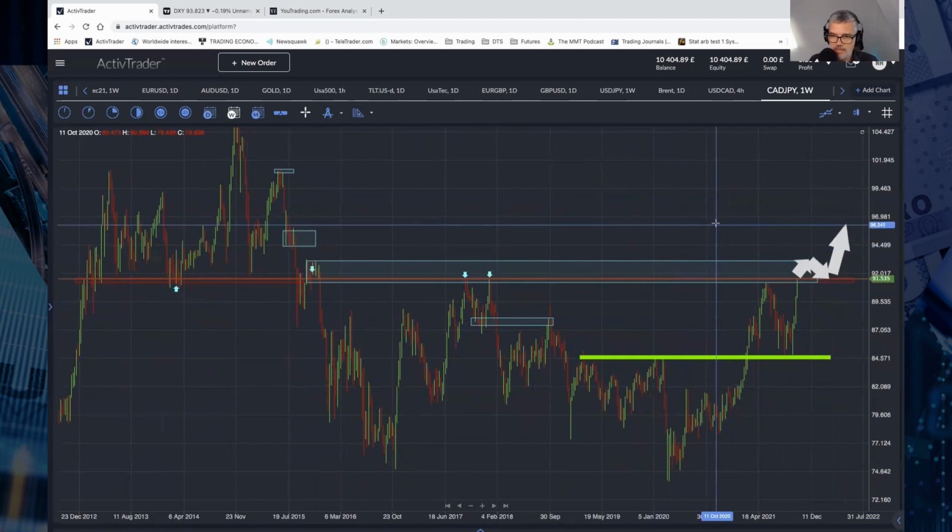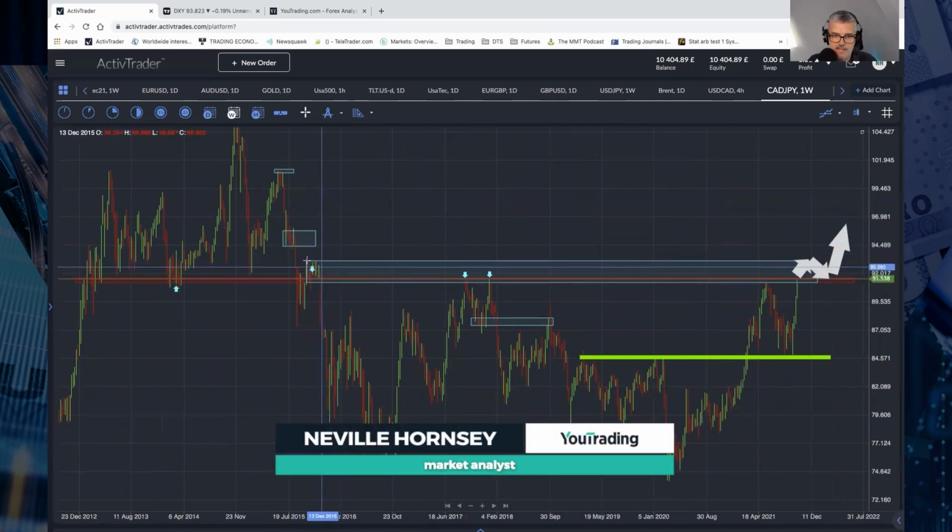So I'm excited about the CAD yen. I think this green candle here from 2015 is crucial. If that clears, then yeah, it's going to be a good trade.